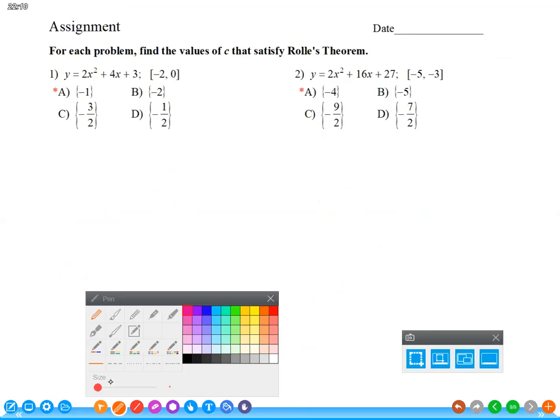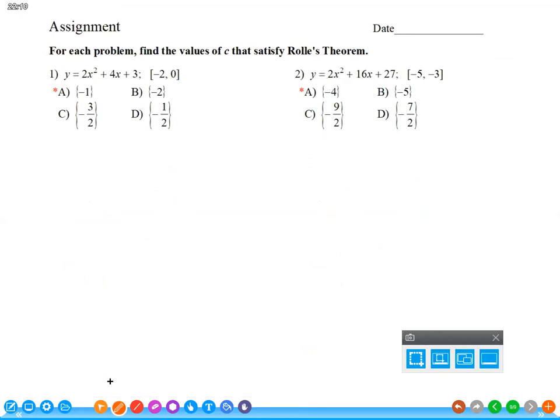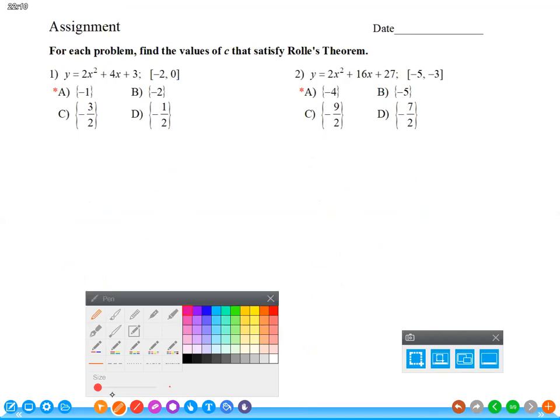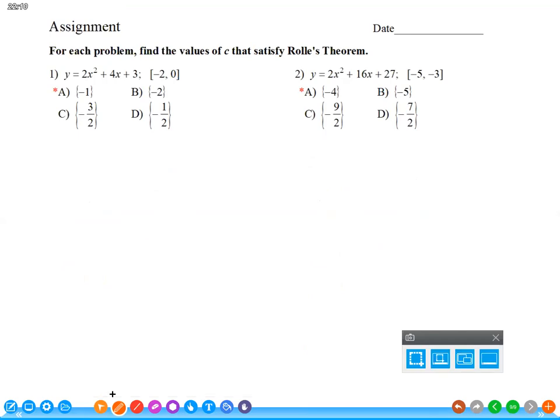Find the value of c, so no need to check the hypothesis. But you must also know that any polynomial function, take it as a note, is differentiable and continuous everywhere since the domain is real numbers. And the derivative is also a polynomial. f prime of c equals 0. This is the conclusion of Rolle's theorem.